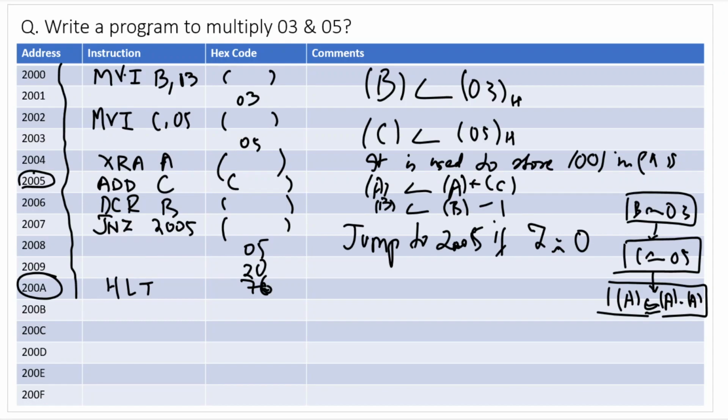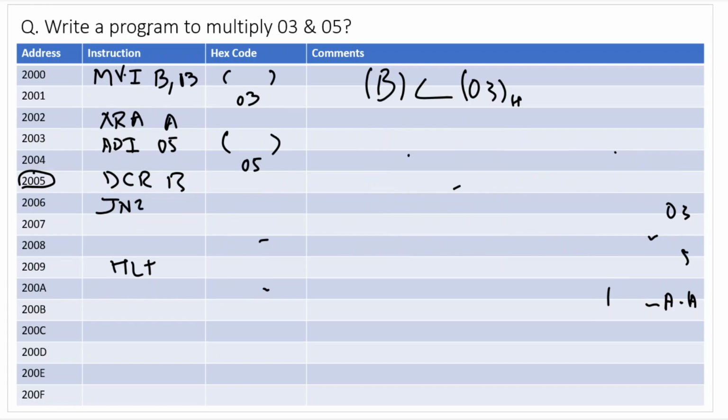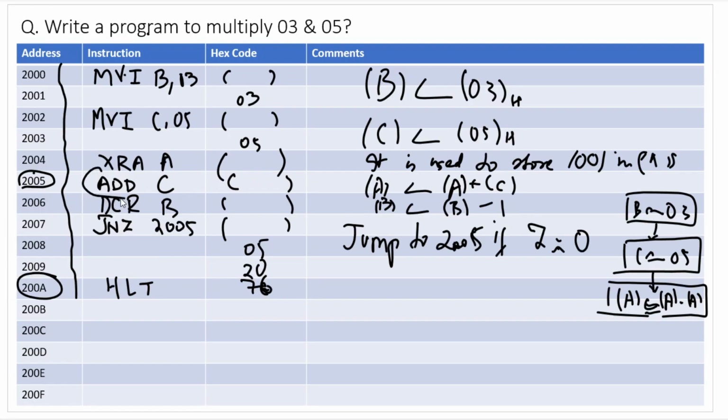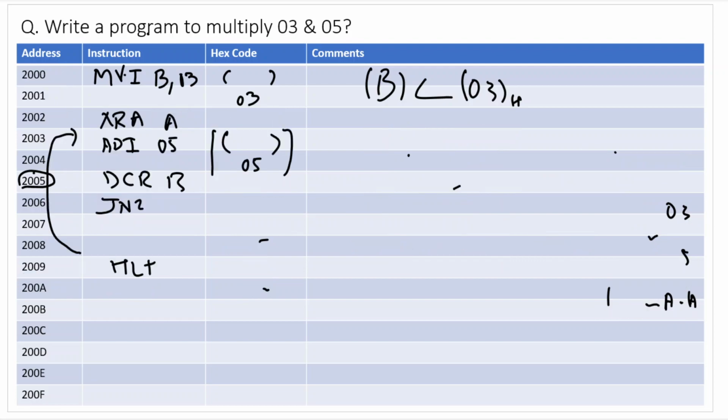So initially it was taking up to 200A. Now this program takes up to 2009. Fine. So this is taking lesser space, but it will take more execution time. Why will it take more execution time? Because when you jump back to this loop, we had the instruction ADD C earlier. ADD C is only one machine cycle, the opcode fetch machine cycle, so only 4 T states.